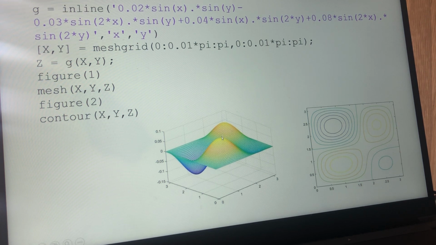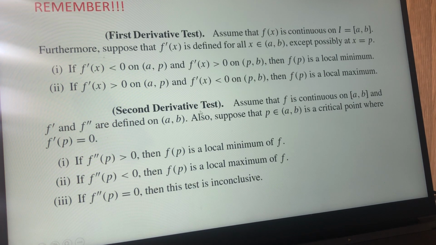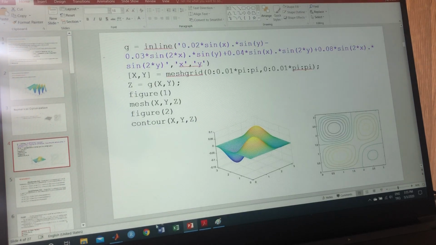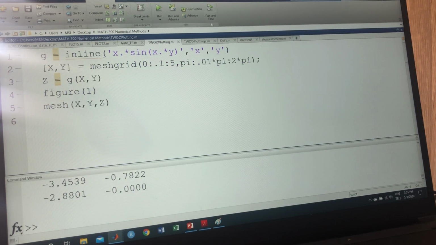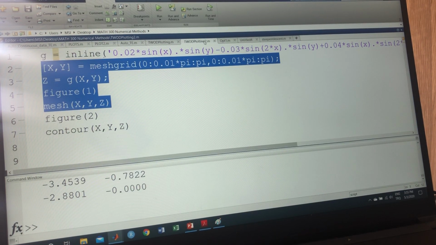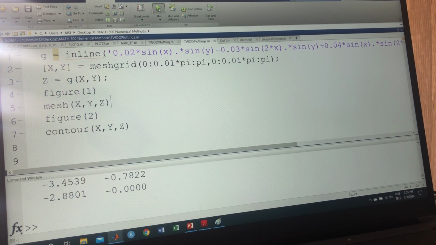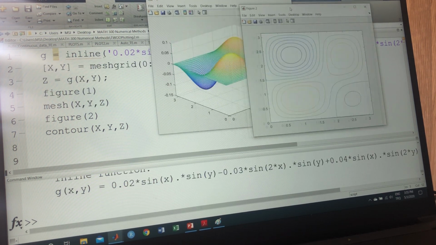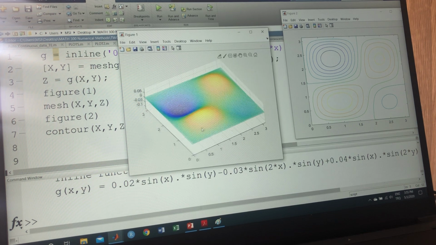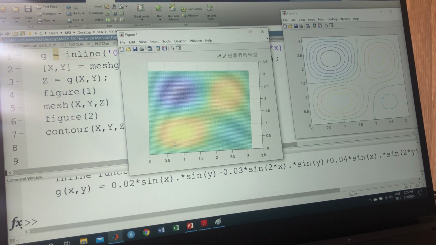You can see there are two local maximums, two local minimums here. And with the contour command, you can see the local maximums and minimums, okay? How many extremum points you will have inside this function with the given boundary. And this is going to be given to you with the 2D plotting tool. In this one, if you run it, you will see the contour and the graph of f.